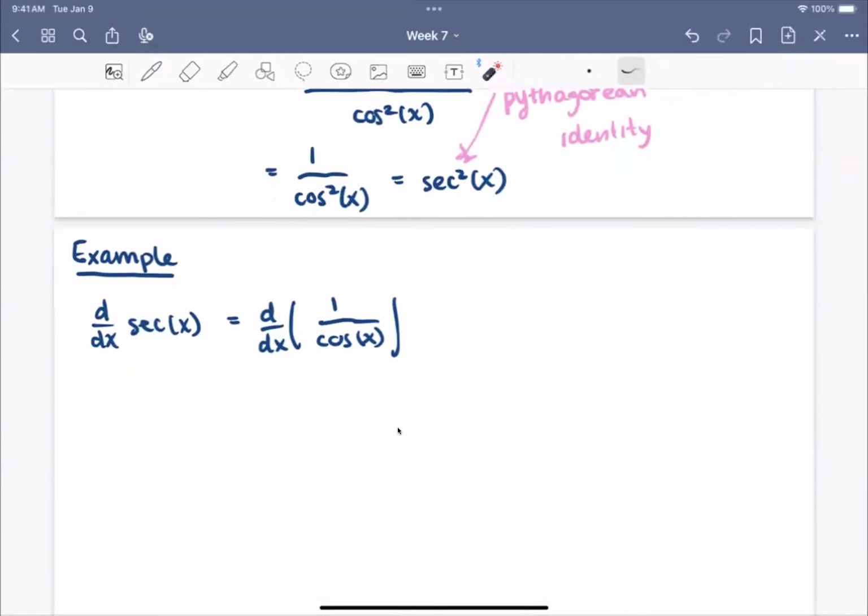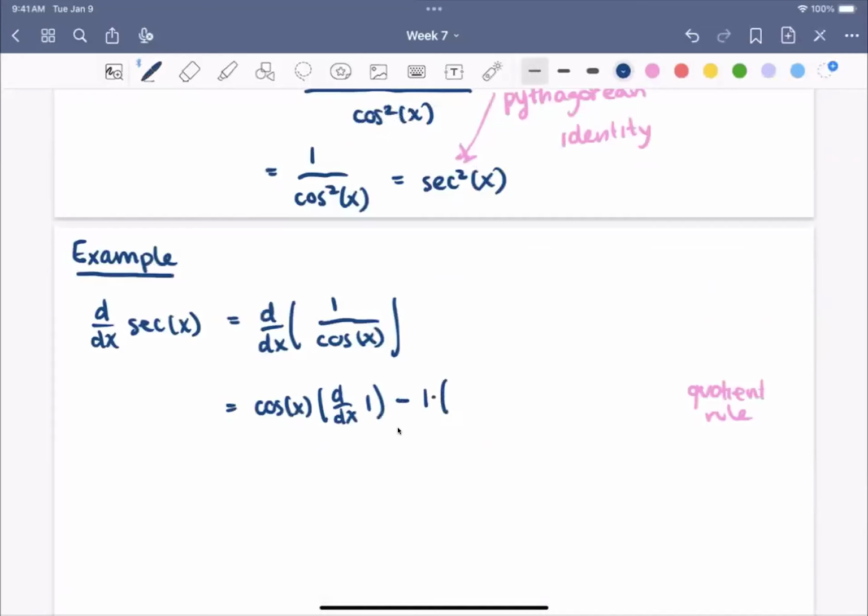So I'm going to use the quotient rule here to break this up. Bottom d top, so cosine x times the derivative of top, which is 1, minus top d bottom, so 1 times d dx cosine x, all over bottom squared.